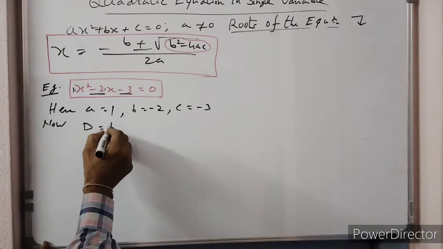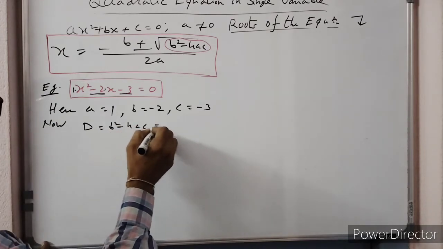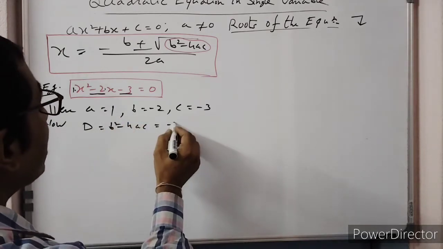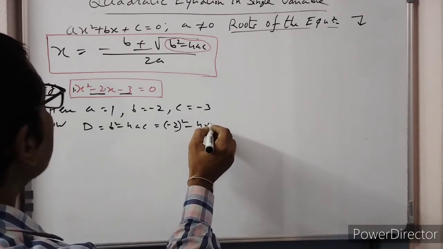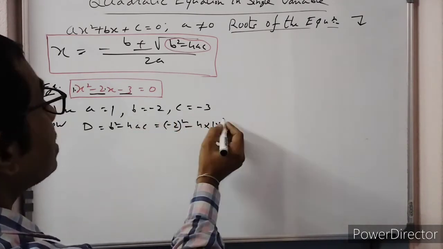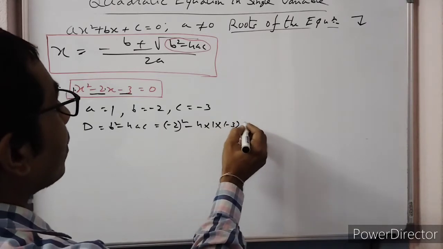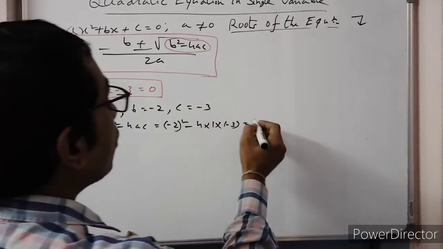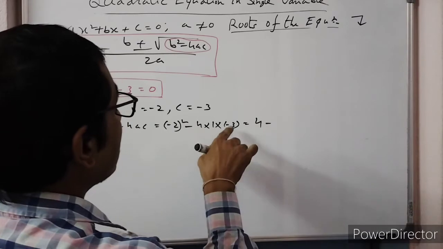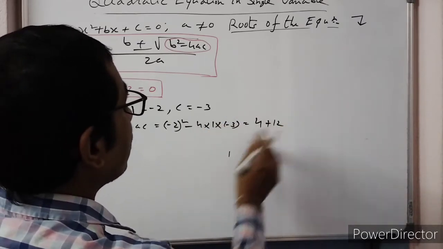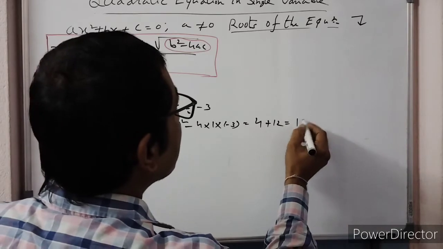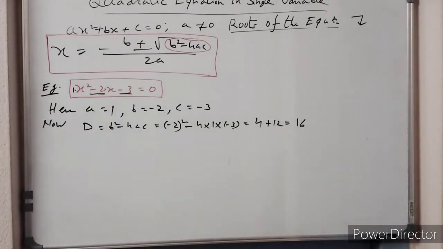Now the discriminant D equals b square minus 4ac, which is (minus 2) square minus 4 into a is 1 and c is minus 3. It will be 4 plus 12, which equals 16.